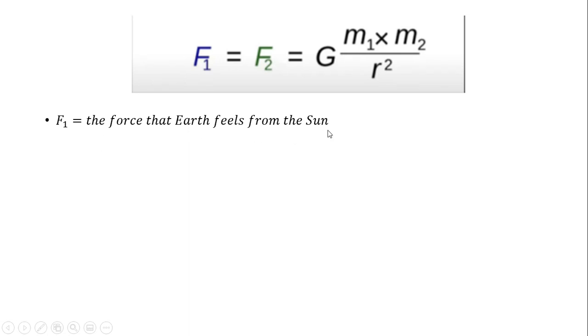We're just going to assume that our two objects in question are Earth and the sun, because that's the problem that I gave you on your virtual lab. This could be any two objects, though. There's a force of gravity between every mass ever.